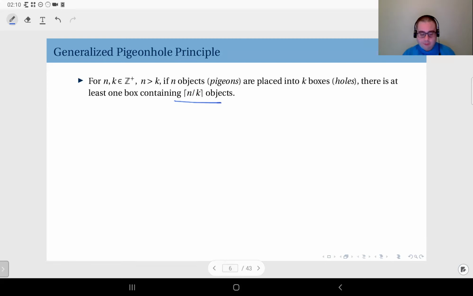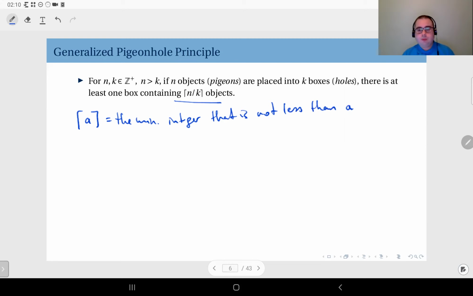Now, briefly, let's remember what the ceiling function does. Here a is a real number, so the ceiling of a real number is the minimum integer that is not less than a. So if a is an integer, then its ceiling is equal to itself. For instance, ceiling of 3 is equal to 3, ceiling of 5 is equal to 5, ceiling of -7 is equal to -7.